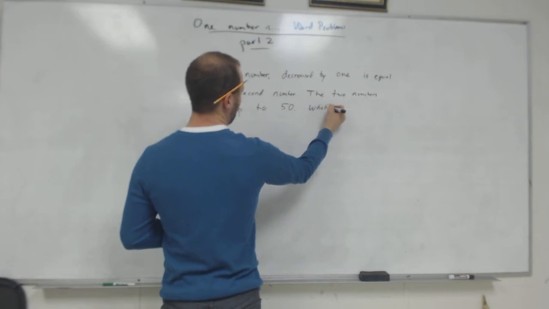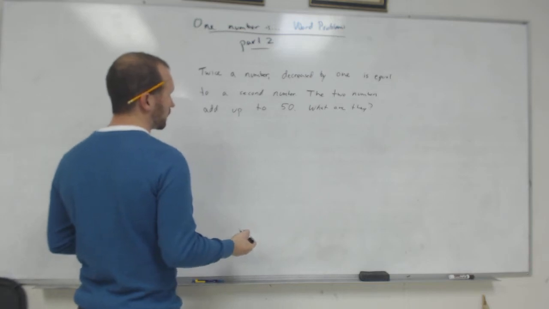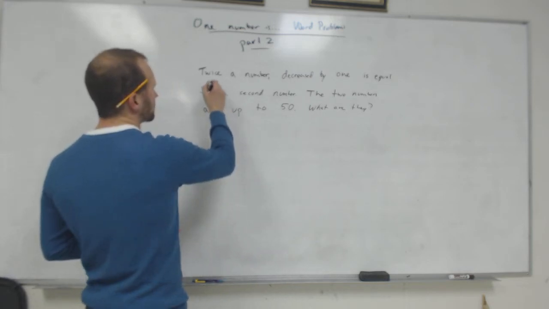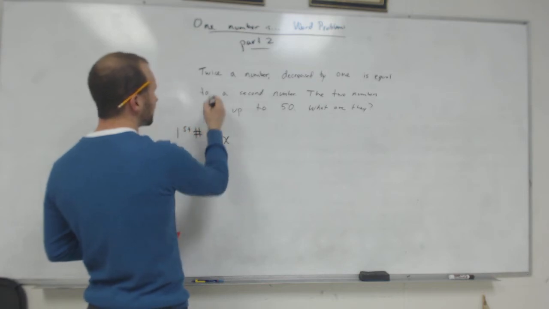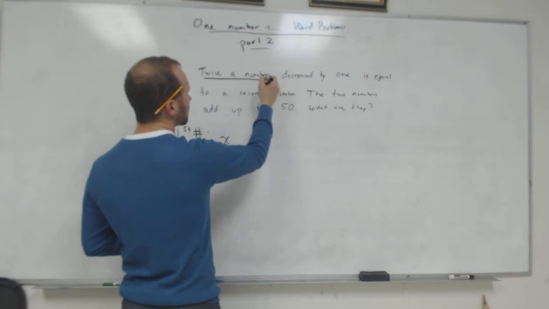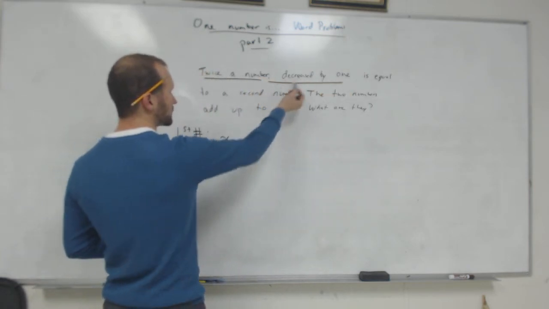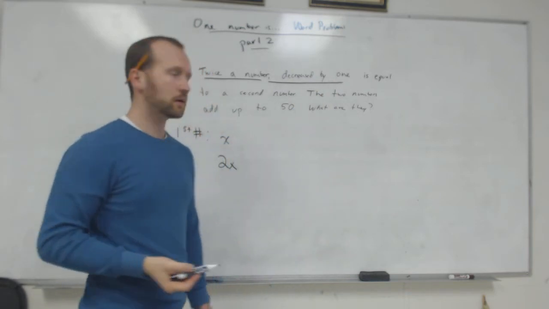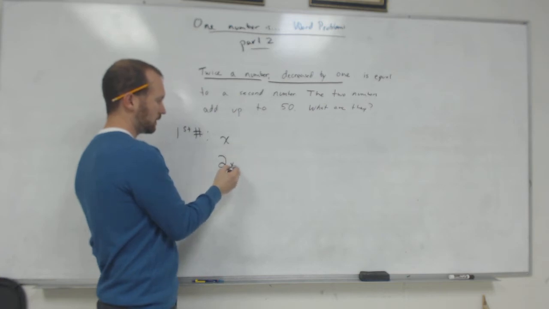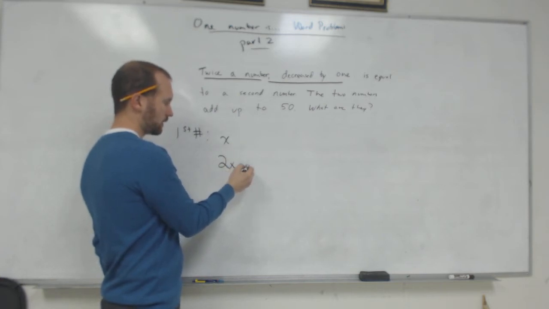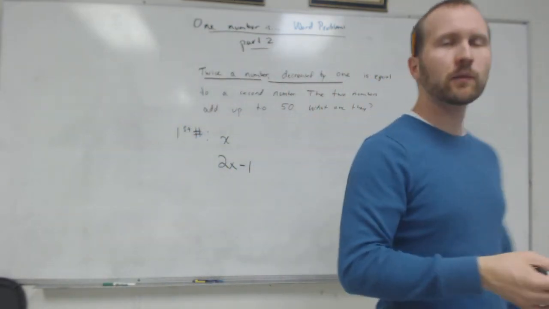So x is going to be our first number. And then the second number is twice a number, so 2x, decreased by 1. Okay, so twice a number is 2x. What's decreased by 1? Minus 1. Where, here or here? Here. 2x minus 1. Right? Twice the number and then decreased by 1.